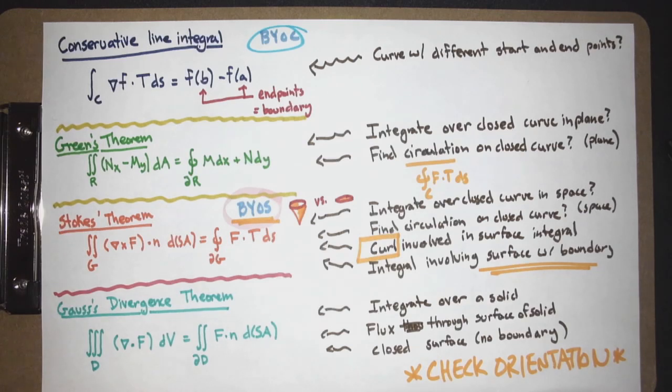Okay, so Gauss's divergence theorem, it's the easiest to find. You're basically looking for one of two things: a solid or a closed surface, a surface without a boundary. So if there's a surface without a boundary, what can you do? You can fill the surface. It has an interior, and you just say, my solid is whatever's on the inside.